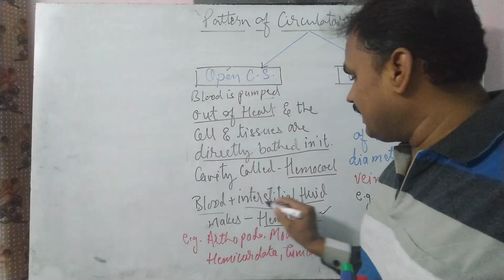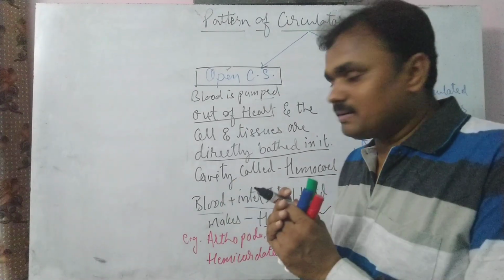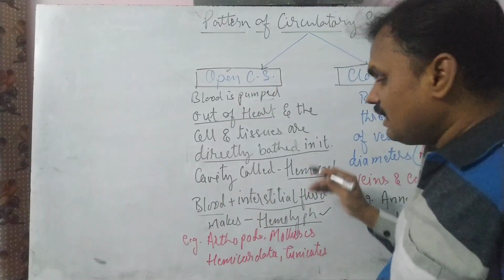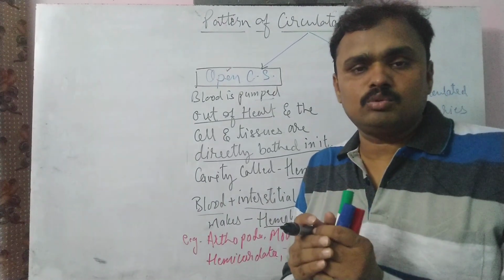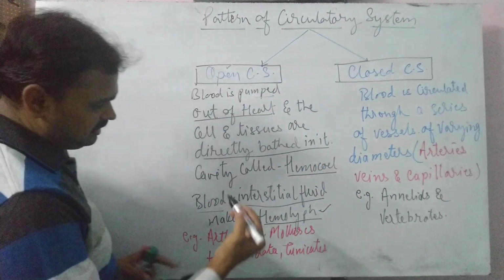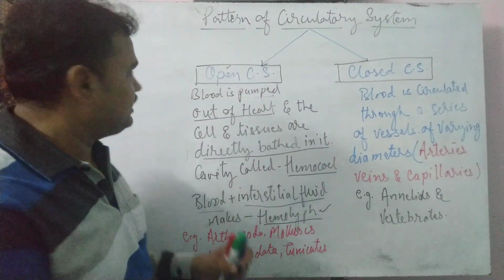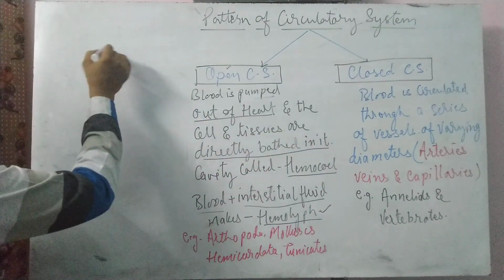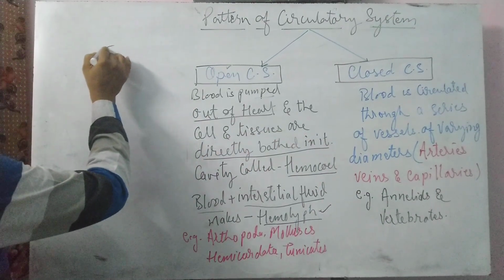The blood and interstitial fluid mix together, move in the hemocoel, and come back to the heart through the ostia, as in arthropods, mollusks, hemichordates and tunicates. So let's see. Suppose we have one insect.